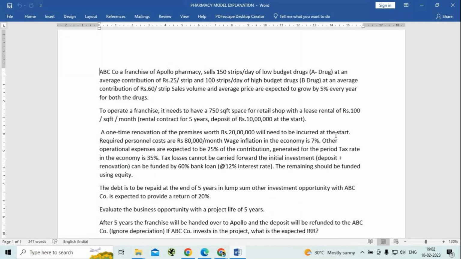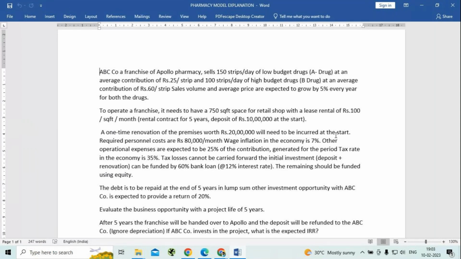Okay. So I'll read it out for you people. ABC company, a franchisee of an Apollo pharmacy, sells 150 strips per day of a type A drug, at an average contribution of rupees 25 per strip, and 100 strips per day of type B drug at an average contribution of rupees 60 per strip.